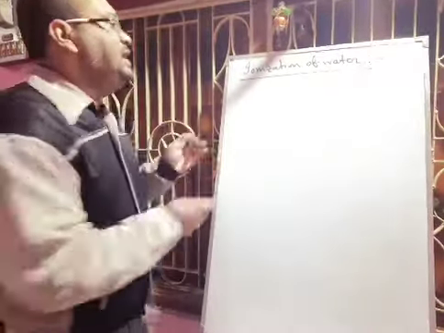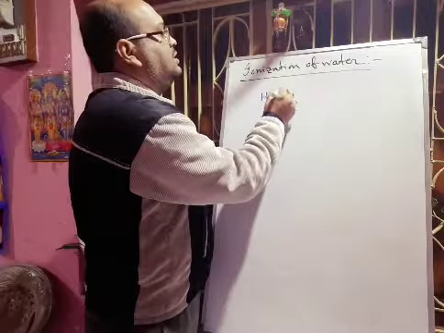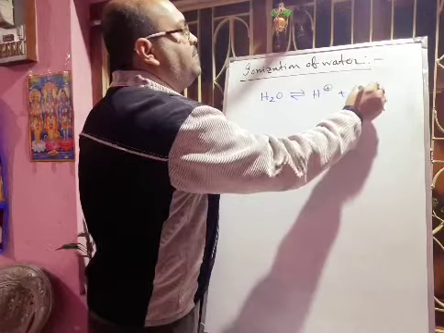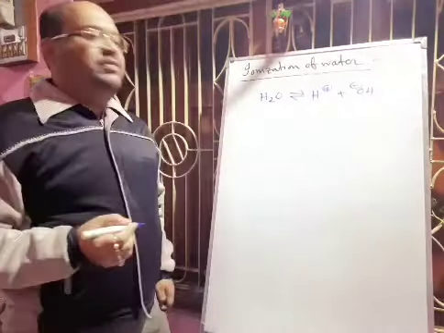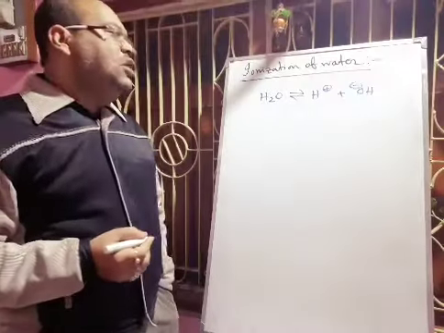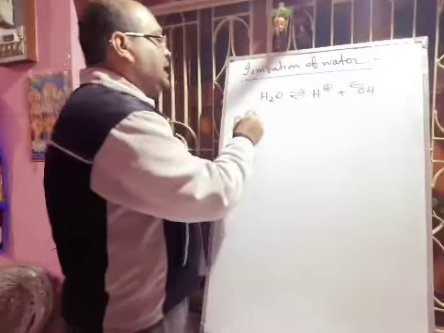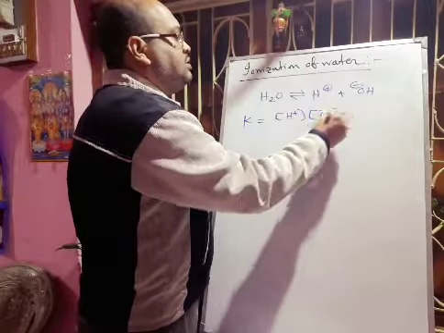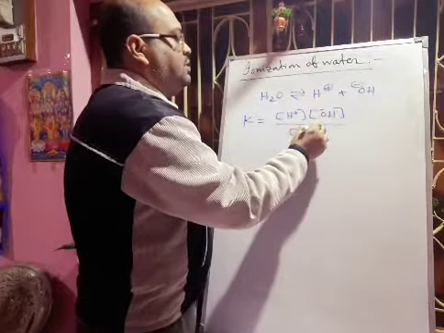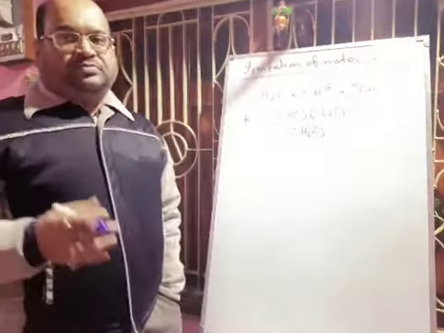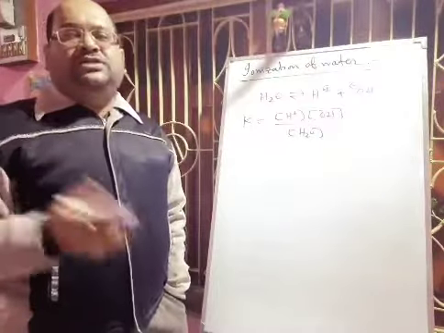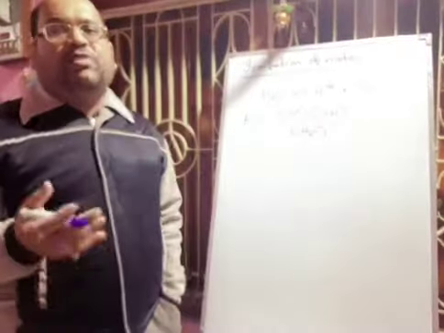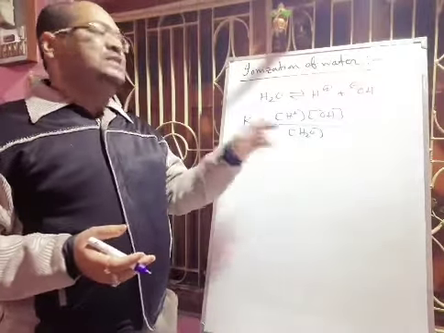So you can write that water is dissociating into a very small concentration of H plus and OH minus ions. Hope you can understand. Now here, if we apply the law of equilibrium, we can write that K is equal to the concentration of H plus into the concentration of OH minus, that is, the concentration of product by the concentration of reactant. Now since the degree of dissociation of water is extremely small, the concentration of the undissociated water molecule, we can take it as constant.